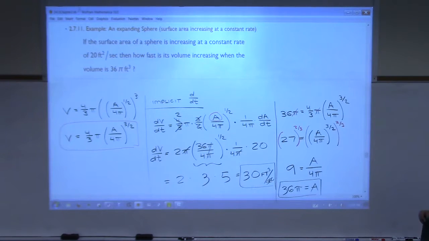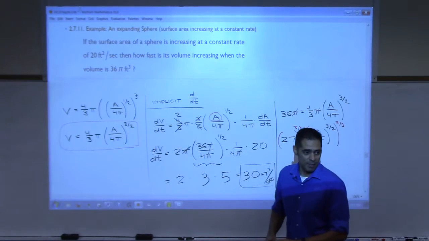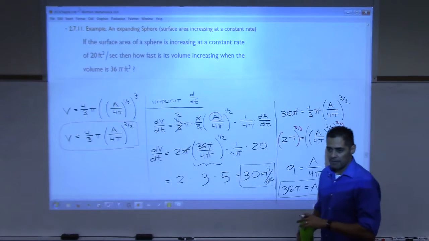It's a little harder when the formulas you need don't exist and you have to create them yourself, right?